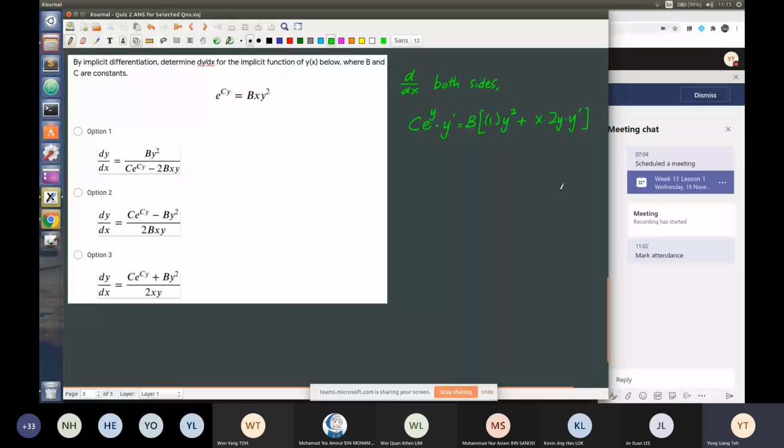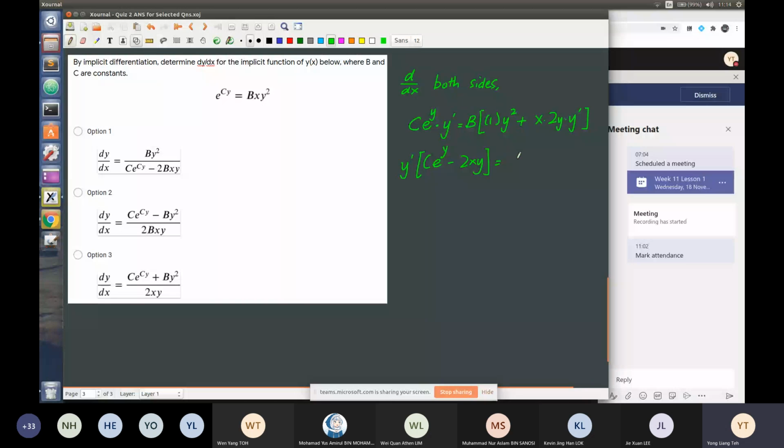All right. So once you have this form ready, you just need to isolate your y prime. So clearly, if I bring my y prime, let me see my answer. Okay. So just bring this across. So you get CEY minus 2xy times y prime, right? So factorize out the y prime. Okay. Now, of course, hold your remaining terms on the right-hand side.